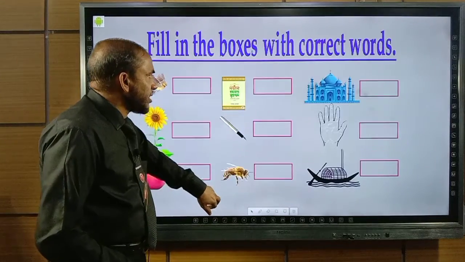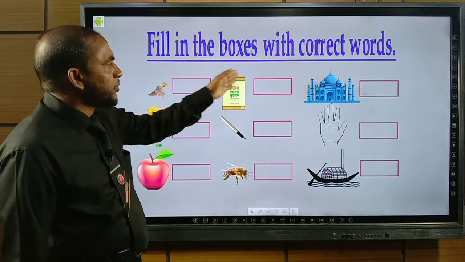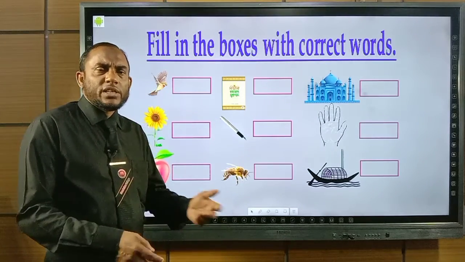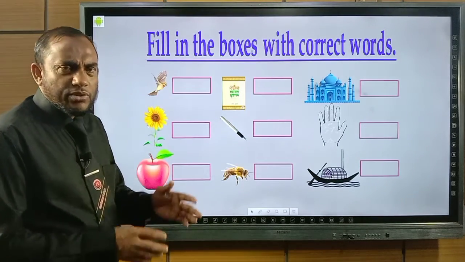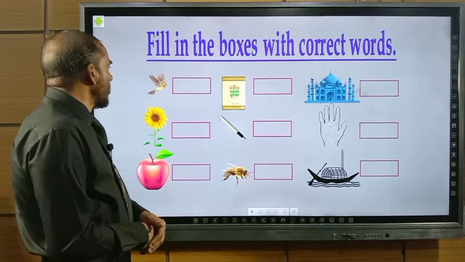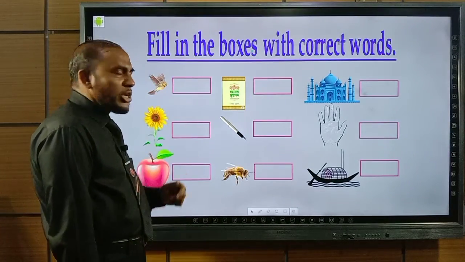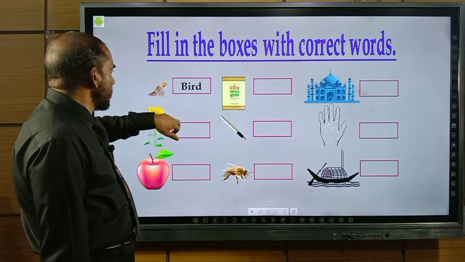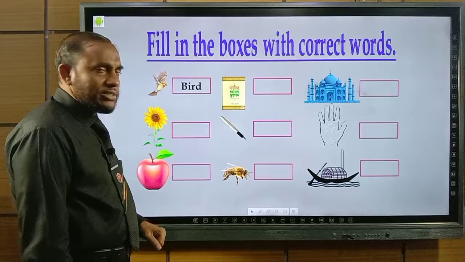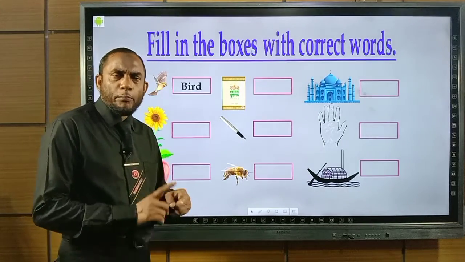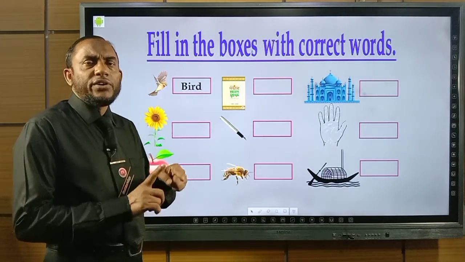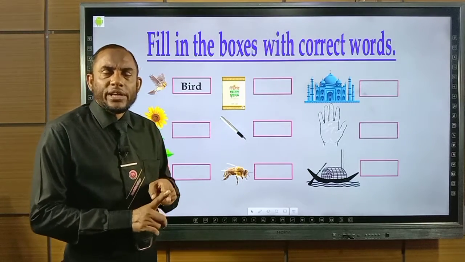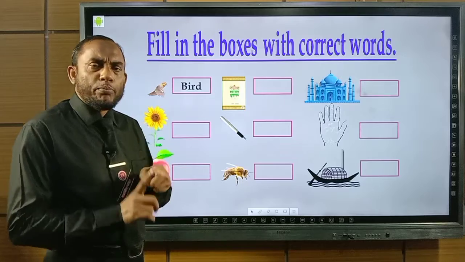Dear students, now fill in the boxes with the correct word. You can see here some pictures with boxes on the right side. You have to write down the main words according to the pictures. You can see here a bird. This is a bird, and this is a word, because it has a meaning. In Bengali, it is Pakhi.